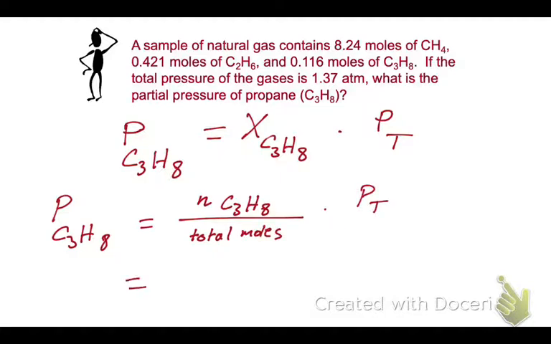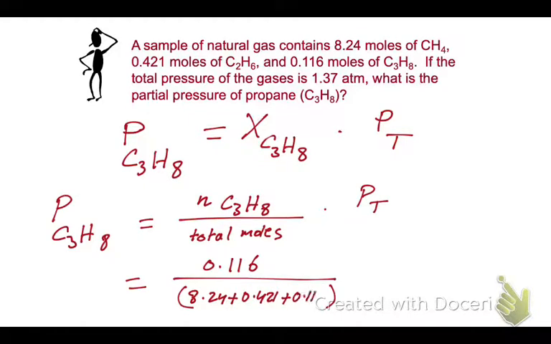So the setup will be, what is the moles of propane? It's given as 0.116, and then down here you're going to add 8.24 plus 0.421 plus 0.116. And remember that mole fraction doesn't have units because you divide moles by moles. And then the total pressure is given as 1.37 atmosphere. So the answer will be in atmosphere. So this is multiplication and you get your answer. This is one of the simplest laws actually to apply.